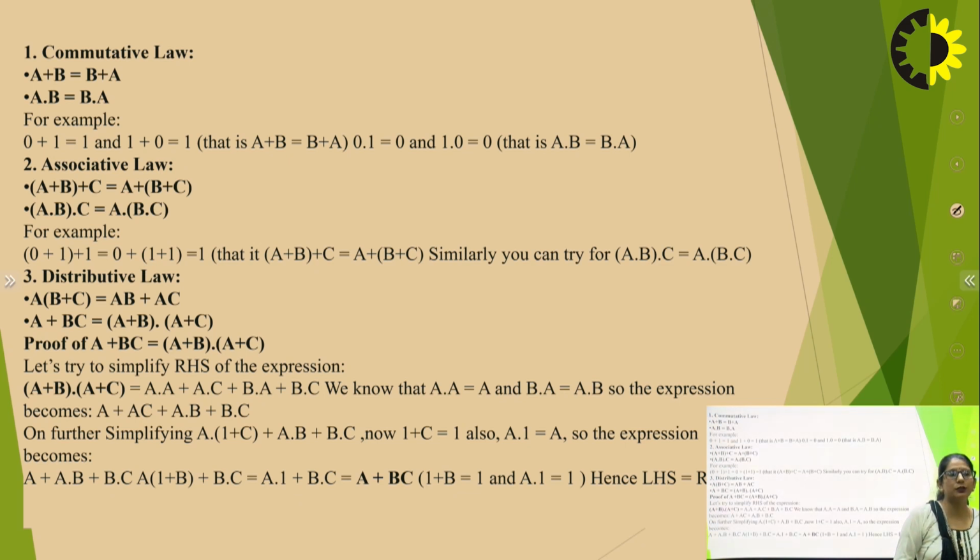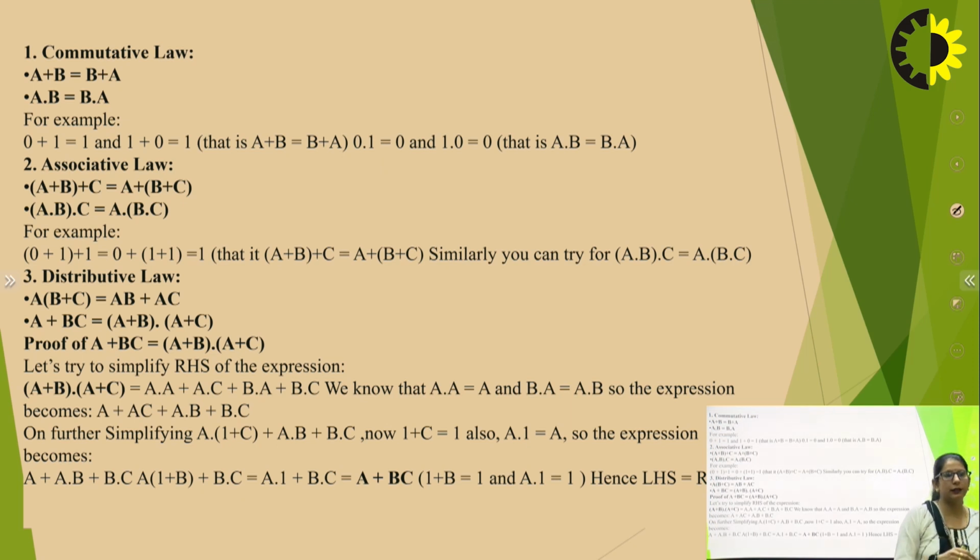Now the third one is the distributive law. The distributive law says that the outside variable will be distributed over the inner ones. For example, the first one is A dot B plus C. Here A is distributed equally over B and C, so the outcome will be A dot B plus A dot C. Similarly, if there is A plus BC, then by the reverse of distributive, we can say it is A plus B dot A plus C, because A is distributed over B dot C here.